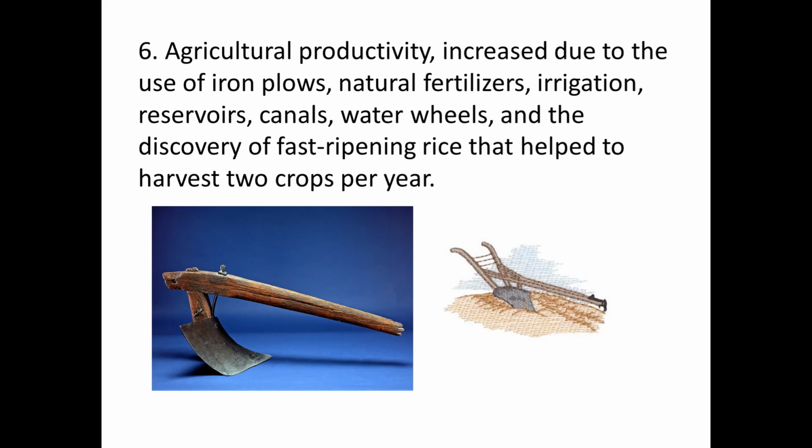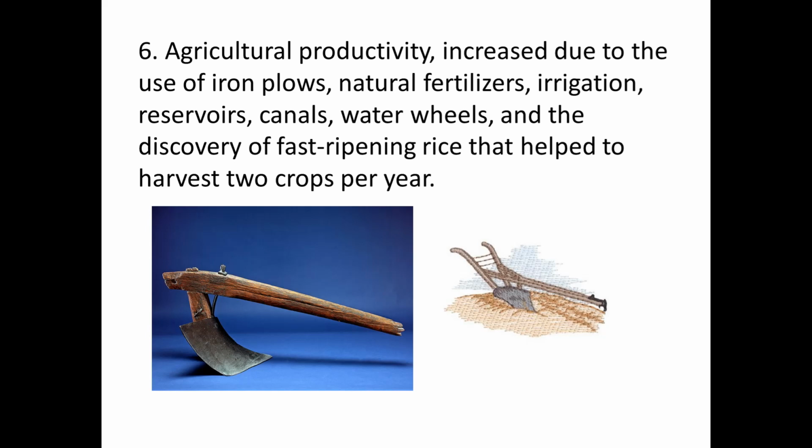Here they used iron in the ground, and they used very good natural things to put in the ground in order to make the crops better than before. Irrigation, how to water the plants, reservoirs, canals, water wheels, and discoveries. And they discovered something which is the fast ripening rice.